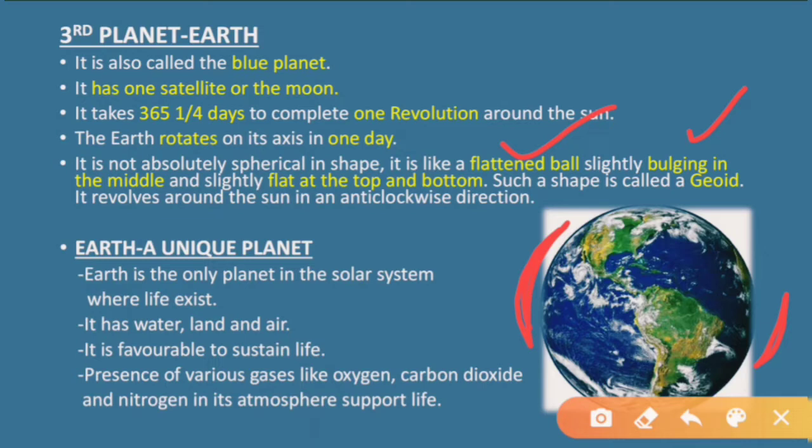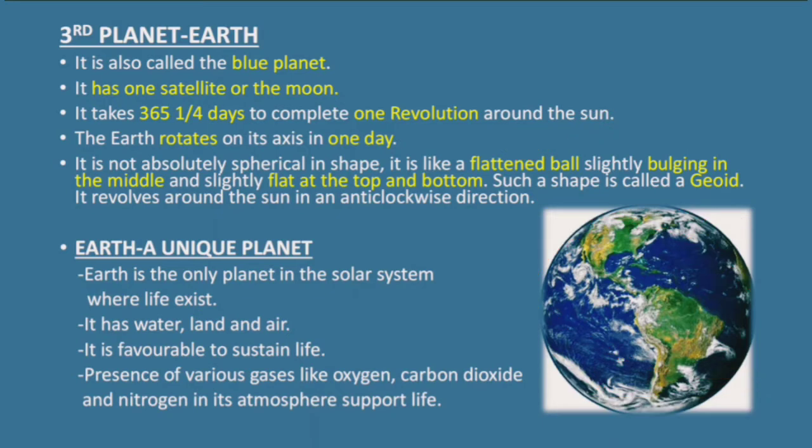In the middle part it bulges, and slightly flat at the top and the bottom. So this shape it has. It is not properly circular. If you see the picture, they generally show it circular, but actually it is not circular in real. It is slightly bulged out in the middle part, and on the top and on the bottom it is flattened.